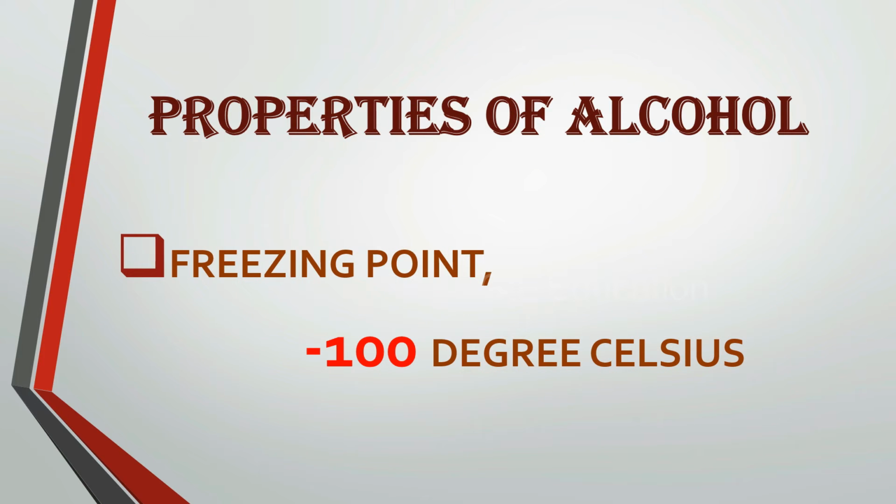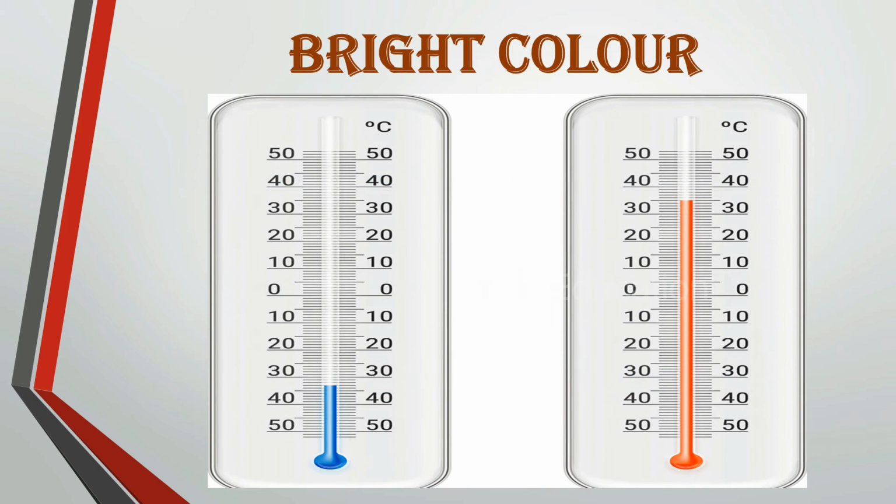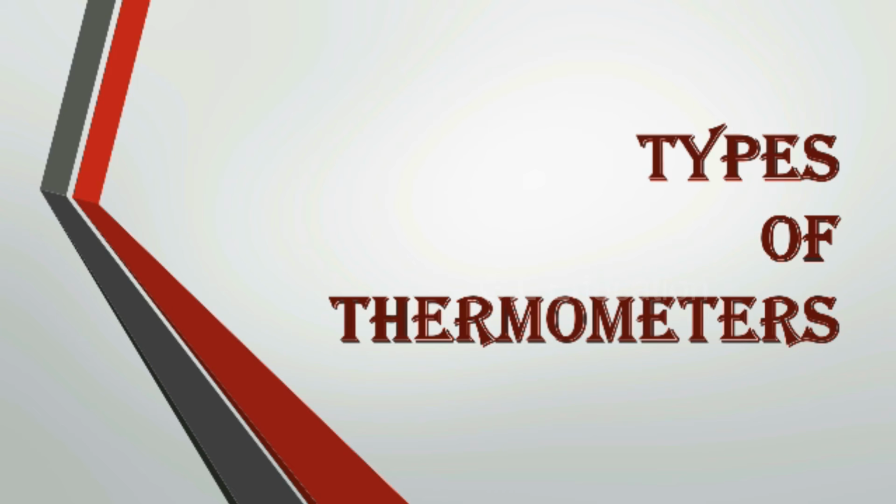Next, we move on to the topic, the properties of alcohol. The freezing point of alcohol is minus 100 degrees Celsius. Its expansion per degree Celsius rise in temperature is very large. It can be colored brightly and hence is easily visible. If we use brightly colored alcohol, we can see the expansion easily.